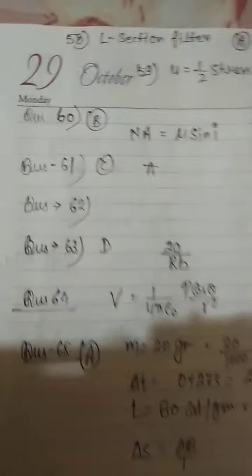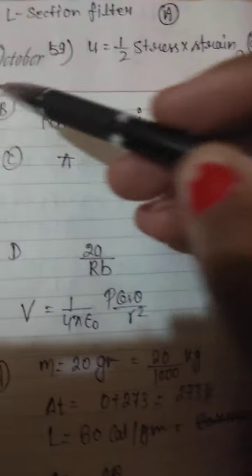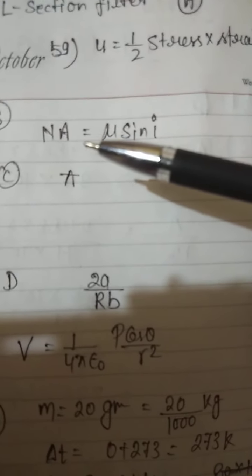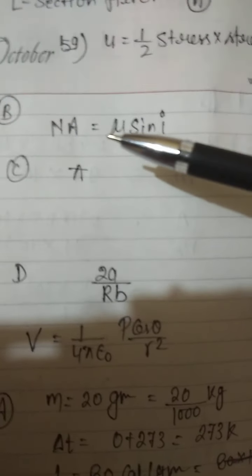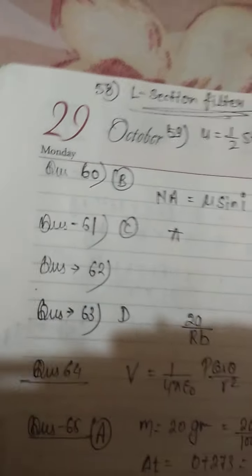Next question, question number 58. The best filter used in a power supply is, first option L section filter, second option capacitor input filter, third option choke input filter, and fourth is pi section filter. But we know what is the right option? L section filter. So correct option will be A.